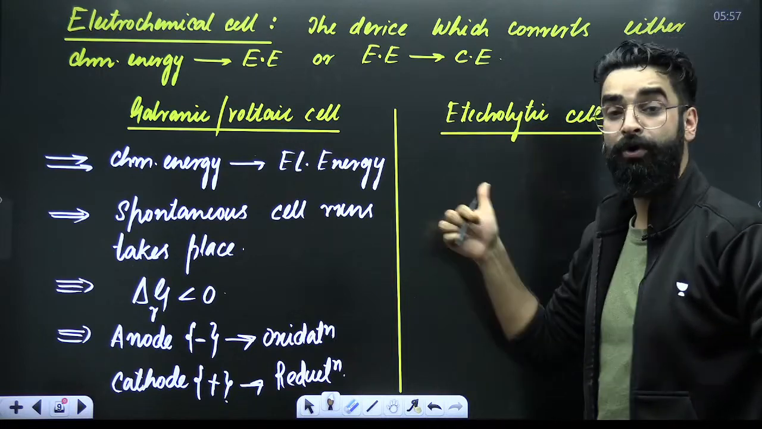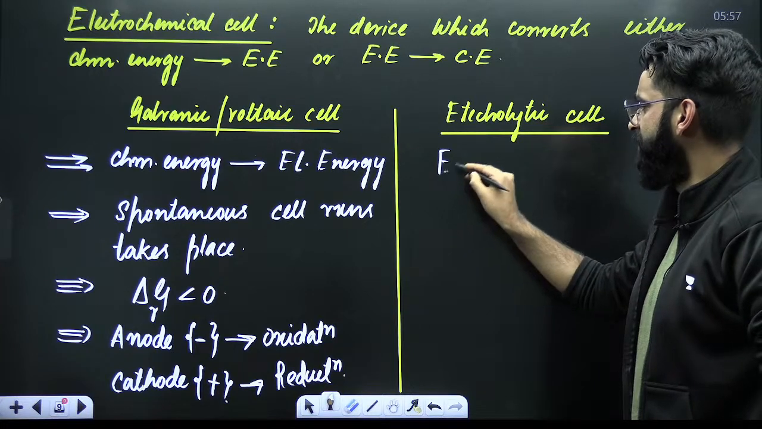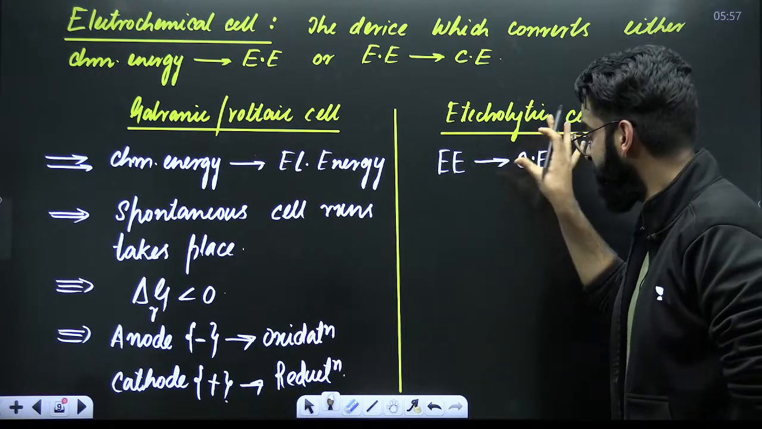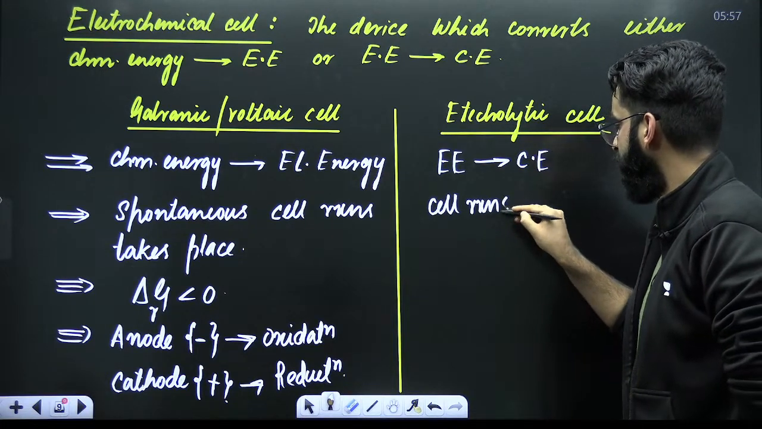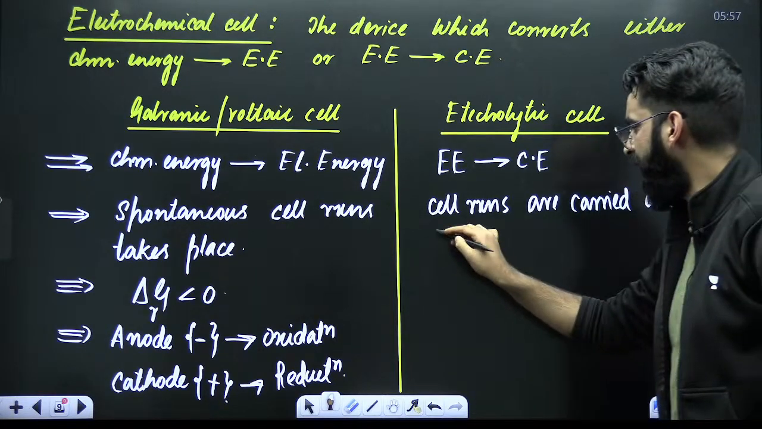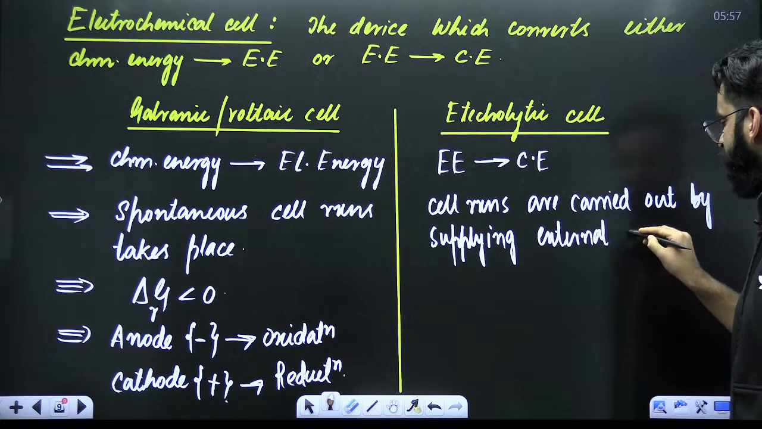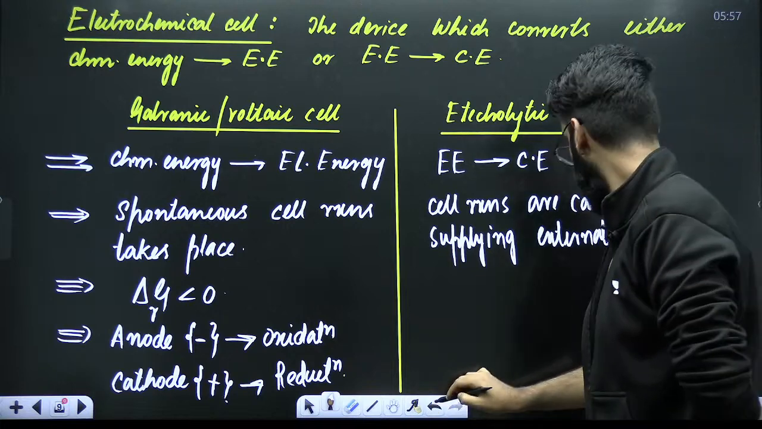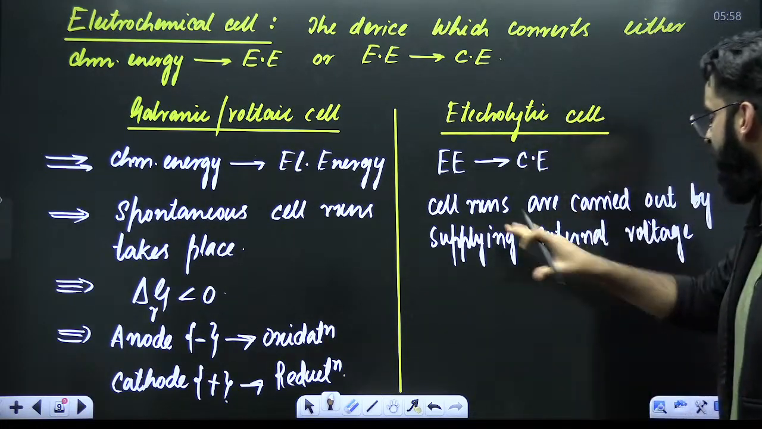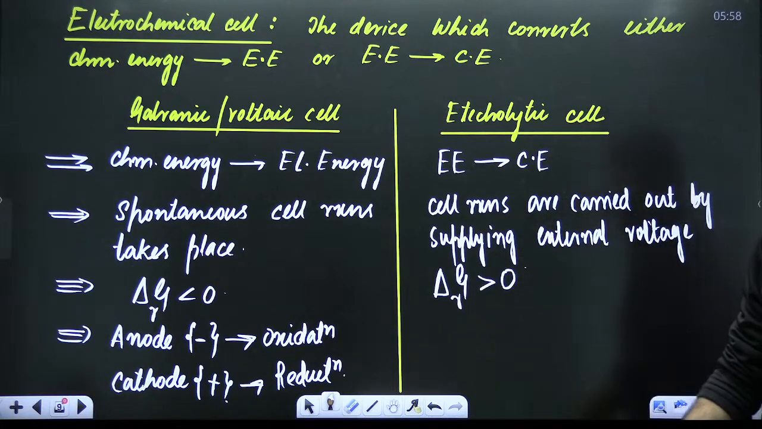Similarly, my dear students, the electrolytic cell is one more topic which we have to cover in detail. But right now, let me give you certain basic things about this electrolytic cell as well. This electrolytic cell is just the reverse. It converts electrical energy into chemical energy. And in this particular cell, the cell reactions are carried out by supplying external voltage. Again, what that means, keep it as such, we shall be discussing in some time. At the same time, if cell reactions are carried out by supplying external voltage, I shall be saying that cell reactions are non-spontaneous in this particular case. So delta G has to be positive.